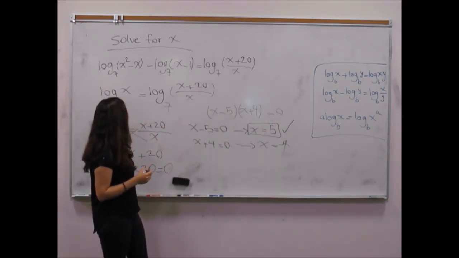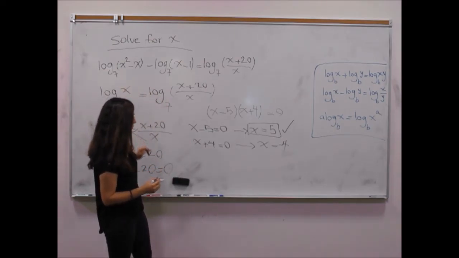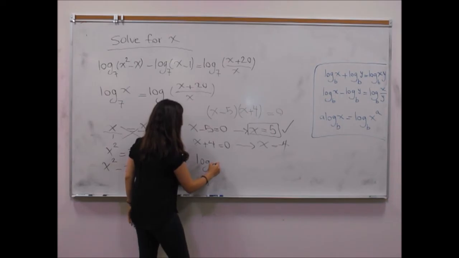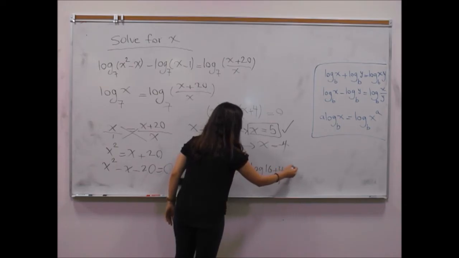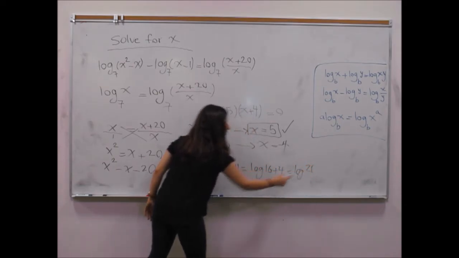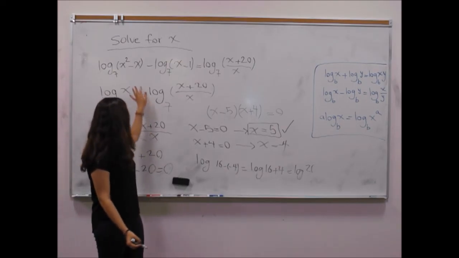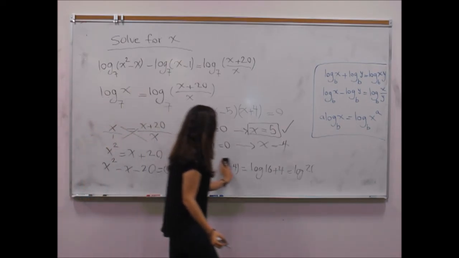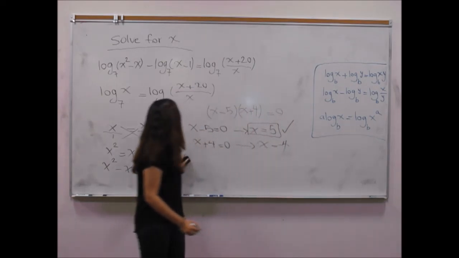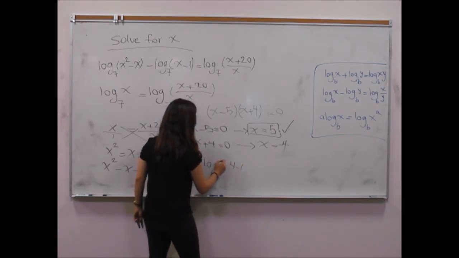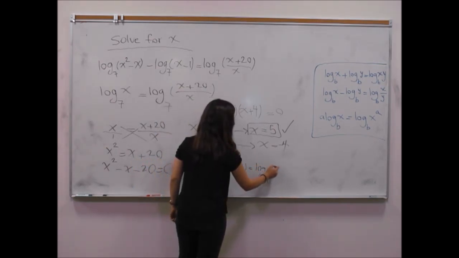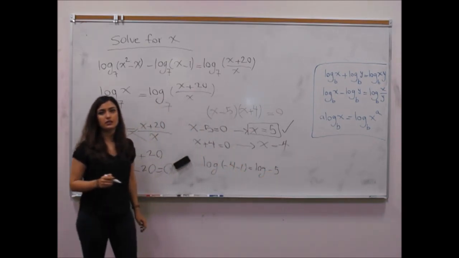And then for negative 4 works for the first one because we get log of negative 4 squared is 16 minus negative 4, it's log of 16 plus 4, which is log of 20. So that 20 is a positive number, so it works for the first one. But for this one, we get log of negative 4 minus 1, which is log of negative 5, and negative 5 because it's negative, it doesn't work for the second one.